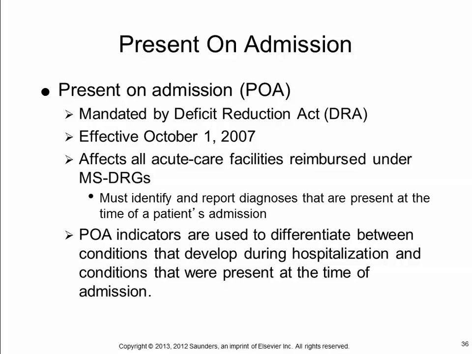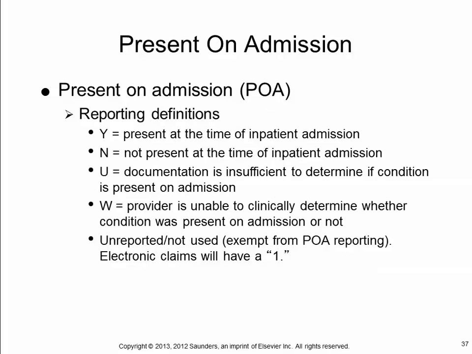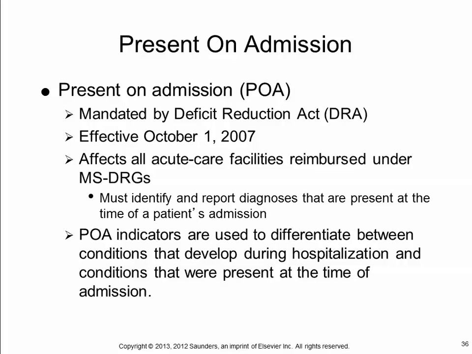They're to differentiate between conditions that we developed during the hospitalization and conditions that were present when we admitted the patient. Now, why is that? Why is it part of the Deficit Reduction Act? Because if we did it to them, or if it's something that is not present on admission, the federal government will no longer pay for it. Hence the Deficit Reduction Act. If we didn't do what we were supposed to do, then we're not going to get paid for it. Okay?